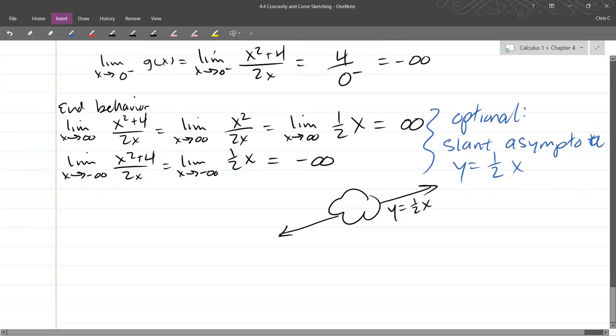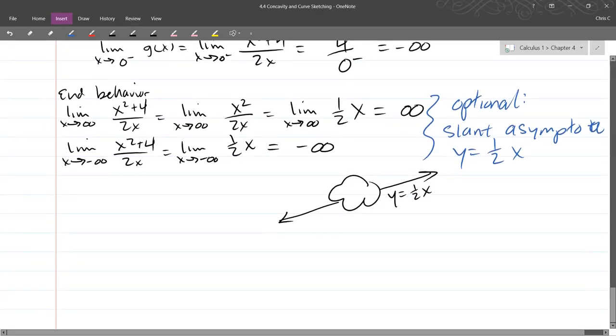So all you really need from end behavior is up on the right, down on the left. This particular one, because the numerator wins by only 1 degree, is a diagonal or slant asymptote. You don't have to write that down. You could just correctly say down on the left, up on the right. That would be full points. But I'm going to try to graph this one a little more accurately.